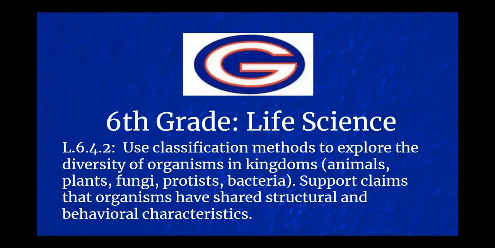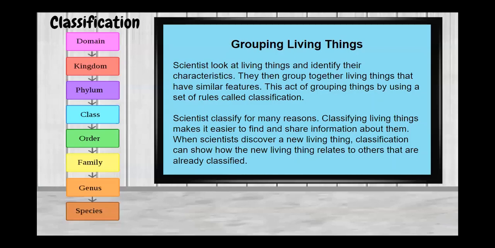And the standard that we are going to review today comes from the 6th grade Life Science Standards, 6.4.2, and it states to use classification methods to explore the diversity of organisms in kingdoms. Those kingdoms include animal, plants, fungi, protists, and bacteria. Support claims that organisms have shared structural and behavioral characteristics.